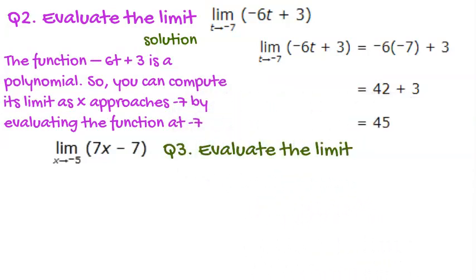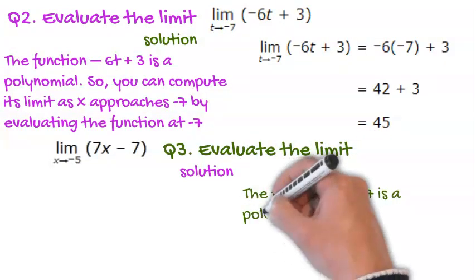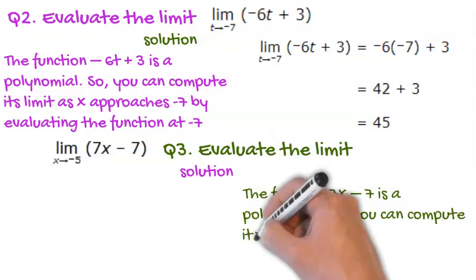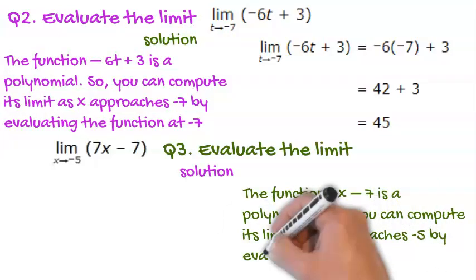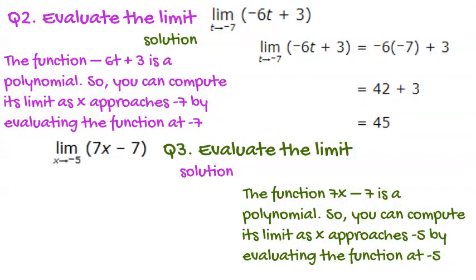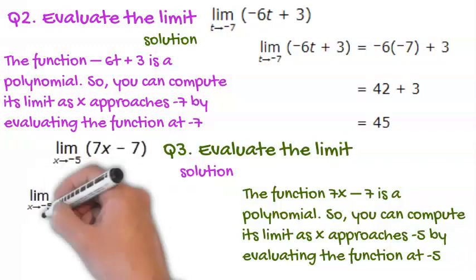Evaluate the limit. The function 7x minus 7 is a polynomial. So you can compute its limit as x approaches minus 5 by evaluating the function at minus 5.